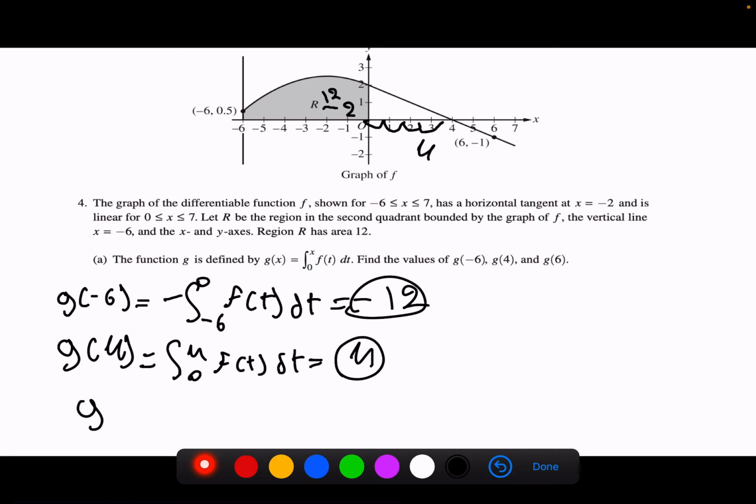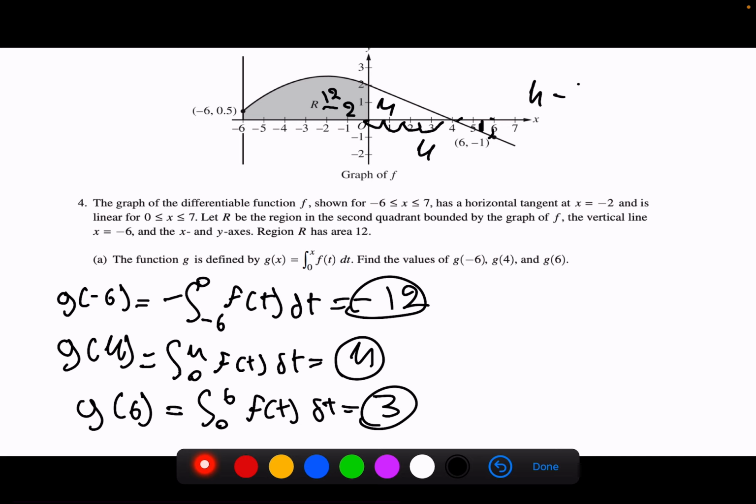And now g of 6. G of 6 is equal to the integral from 0 to 6 of f of t dt. So we have this 4 here, then we have 1, 2, and 1 times 2 divided by 2 is 1. Because this area is 1, and since it's under the x-axis, we have 4 minus 1, which is just 3. Okay, that's it for part A.